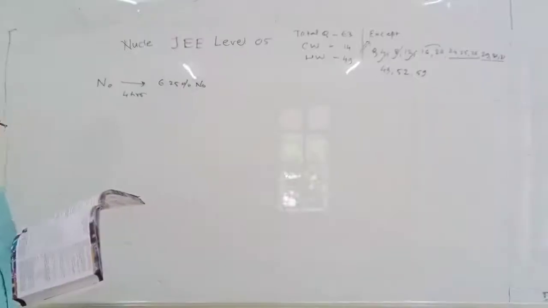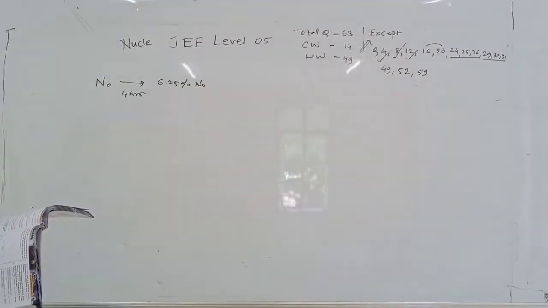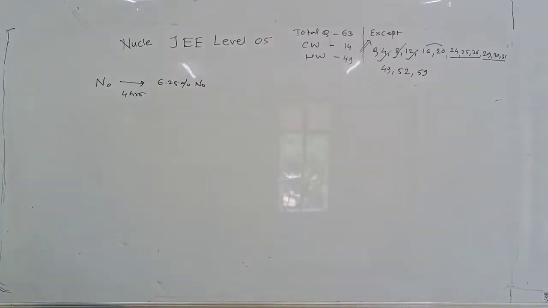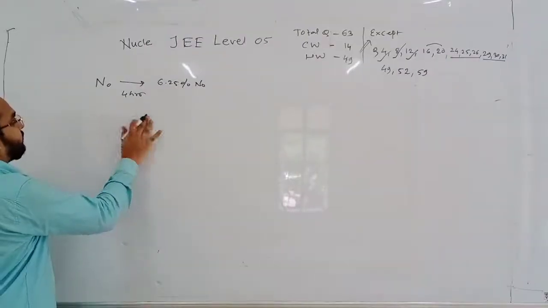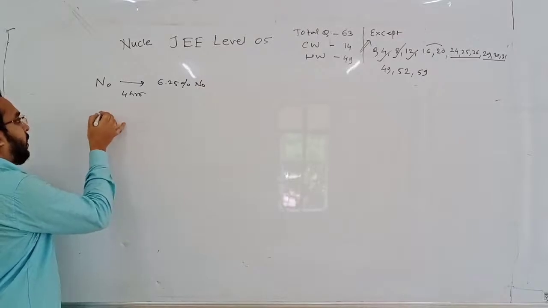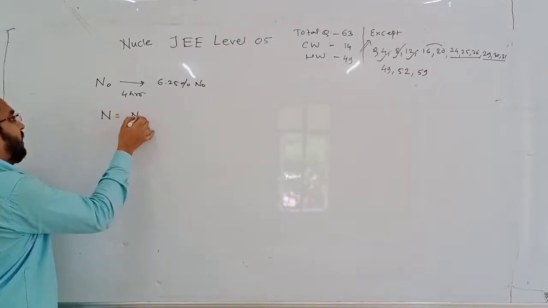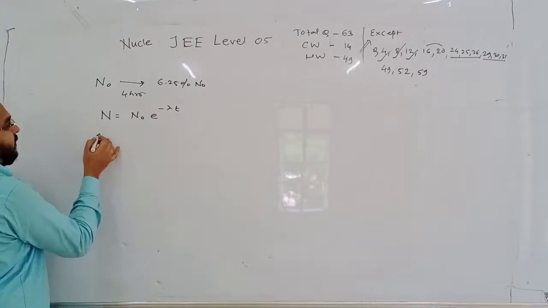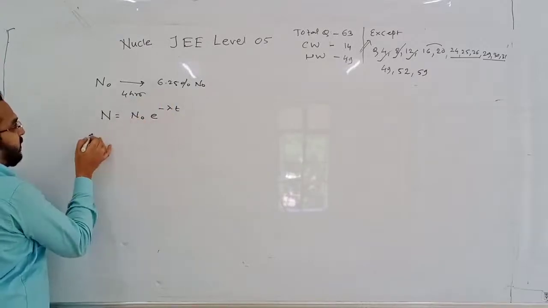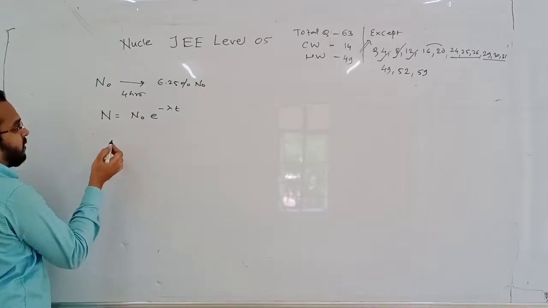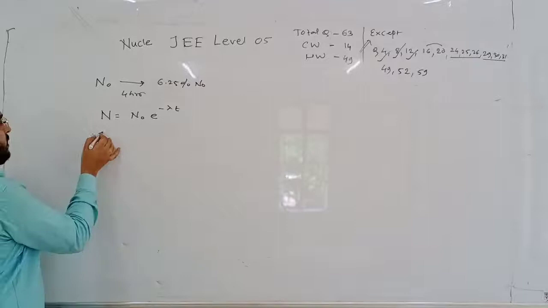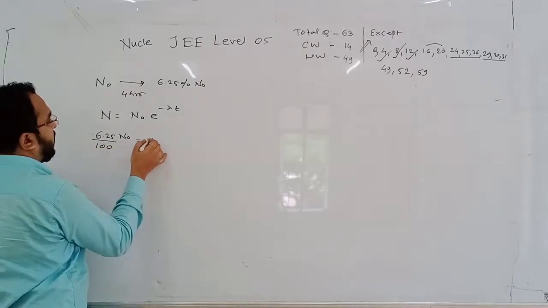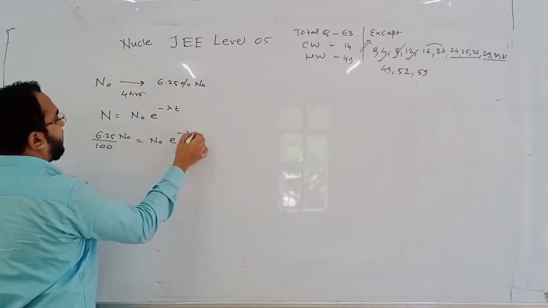Now first of all we will see what will be the half life and all the things. Look at this: N is equal to N0 e to the power minus lambda t. What is N? Current N is 6.25% of N0, that is 6.25 N0 upon 100, is equal to N0 into e to the power minus lambda t.